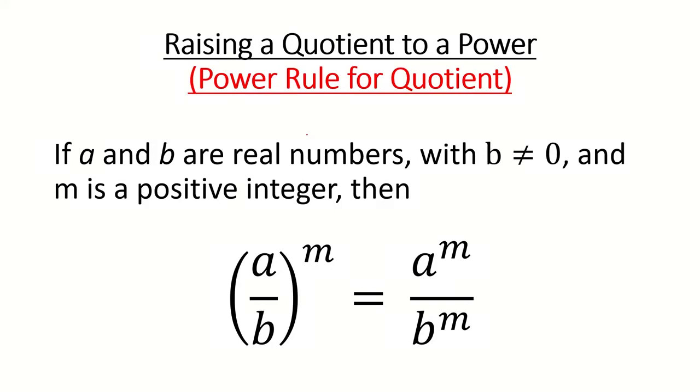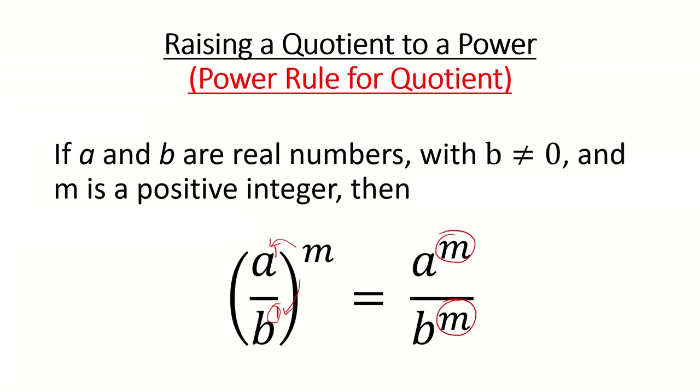So this is what we call power rule for quotient. So if a and b are real numbers with b not equal to 0 and m is a positive integer, then the m power of a over b is simply a to the power of m over b to the power of m. So yung exponent ng ating a kasi is 1, exponent ng ating b is 1 din. So m times 1, m. M times 1 ulit, so m. Kaya naging ganyan.